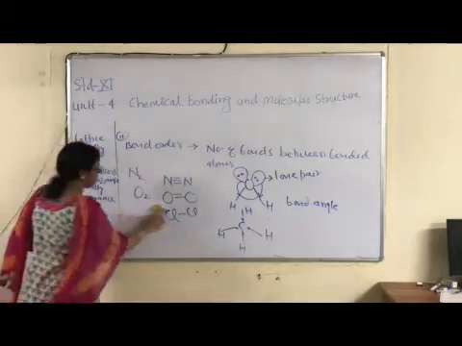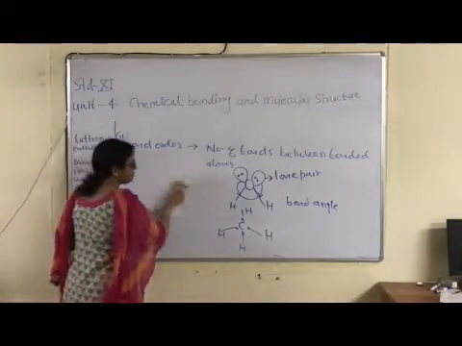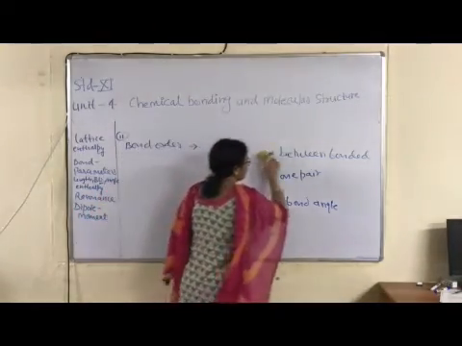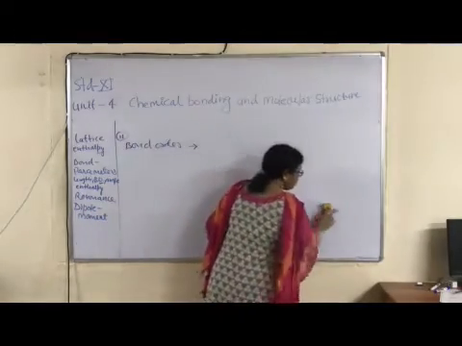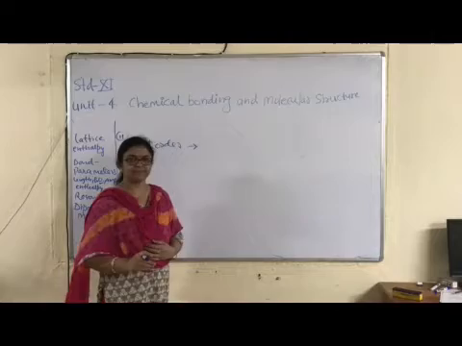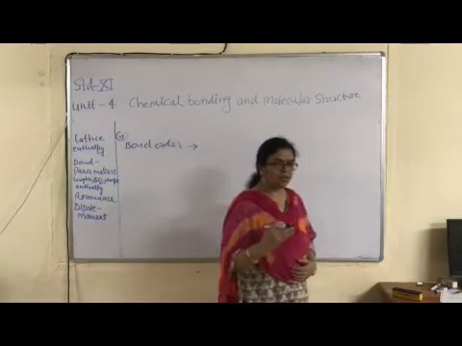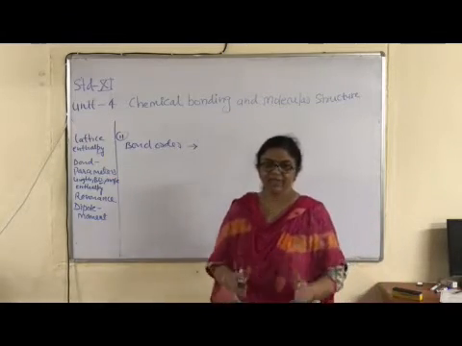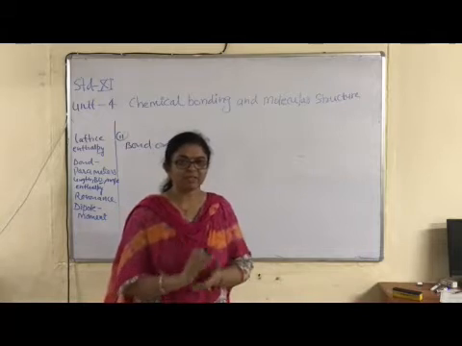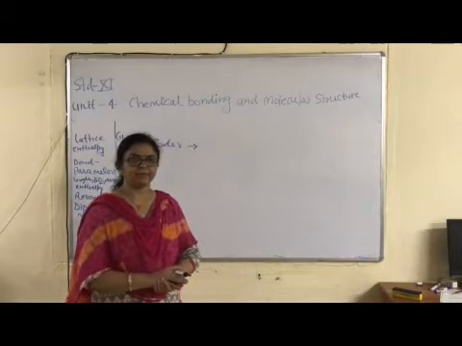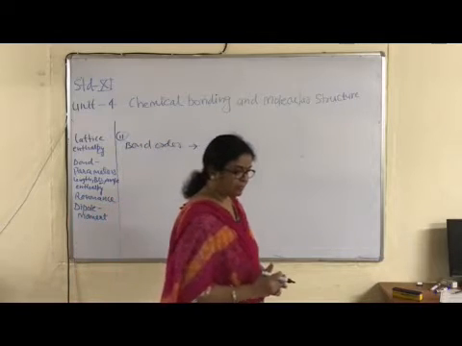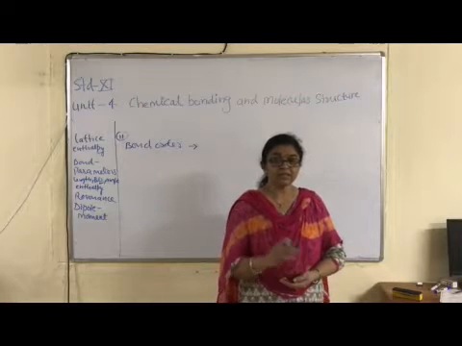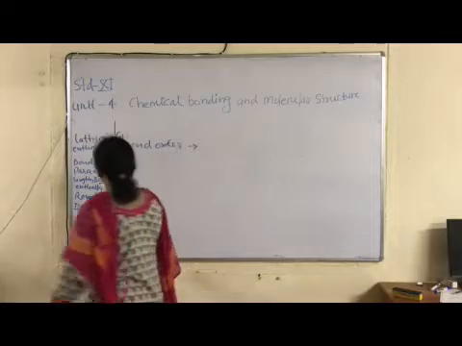Next is bond enthalpy. Bond enthalpy is the total amount of energy required to cleave or break 1 mole of chemical bonds. Bond enthalpy is an endothermic process. The total amount of heat energy required to break or cleave 1 mole of chemical bonds is known as bond enthalpy. Bond enthalpy depends upon bond order. Increasing the bond order increases its bond enthalpy. Okay?